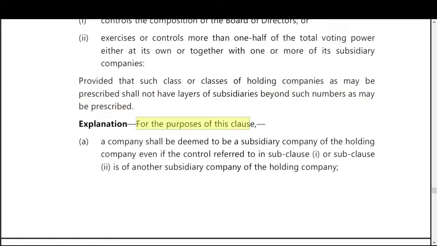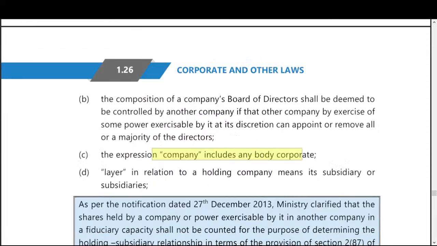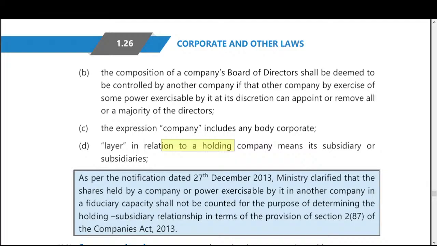Explanation: for the purpose of this clause, a company shall be deemed to be a subsidiary company of the holding company even if the control referred to in sub-clause 1 or sub-clause 2 is of one or more other subsidiary companies of the holding company. The composition of a company's board of directors shall be deemed to be controlled by another company if that other company, by exercise of some power exercisable by it at its discretion, can appoint or remove all or a majority of the directors. The expression company includes any body corporate. Layer in relation to a holding company means its subsidiary or subsidiaries.